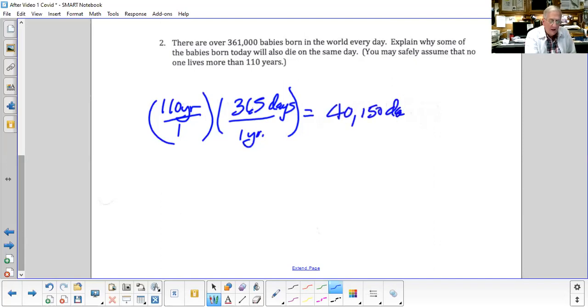40,150 days. Can you imagine living to 110 years old? That means you would have lived 40,150 days. Not too bad, right? Pretty good. All right, now, explain why we know some of these babies, when they grow up, are going to die on the same day they were born.